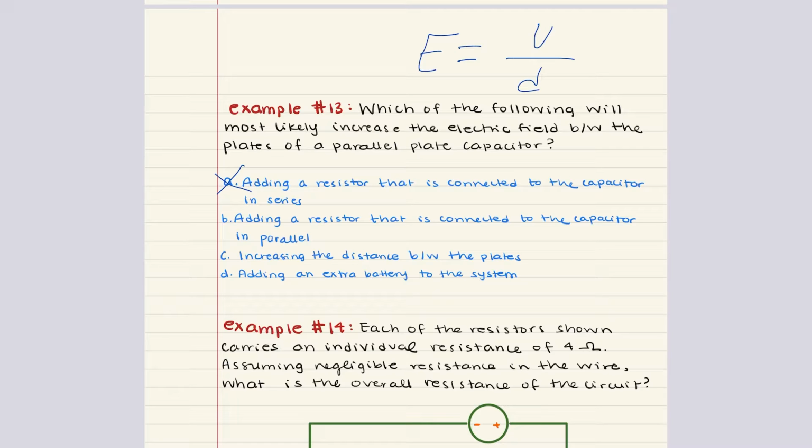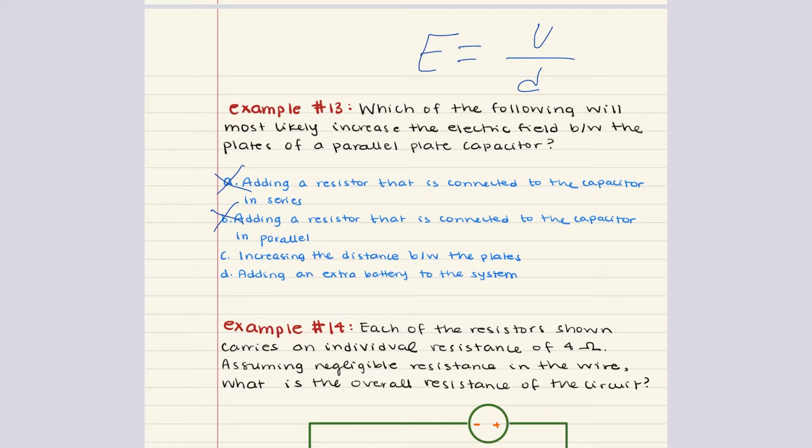Answer choice B says adding a resistor that is connected to the capacitor in parallel. Again, connecting a resistor in parallel with the capacitor does not increase the electric field between the plates. In fact, it could cause some of the current to bypass the capacitor, reducing the effective charge that's stored on the plates over time. Since the electric field strength depends on the voltage, which remains unchanged by the resistor in parallel, again, this option will also not increase the electric field. So answer choice B is incorrect.